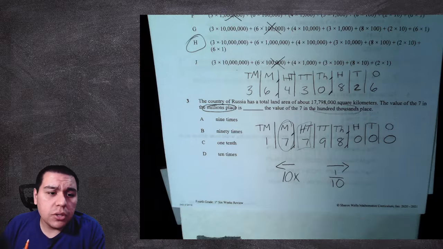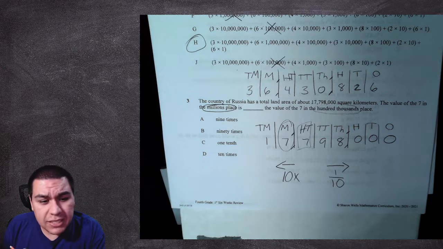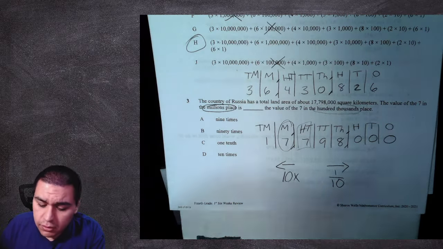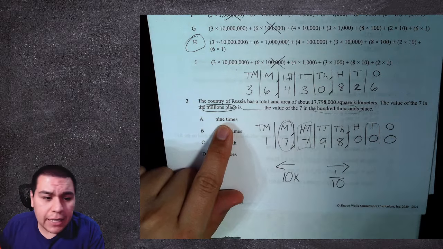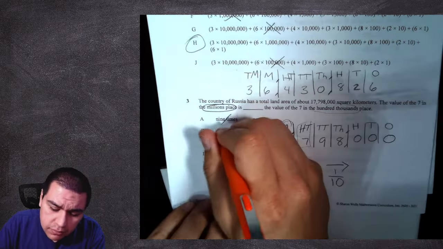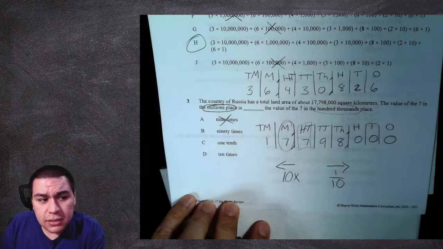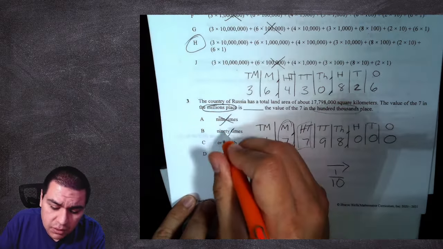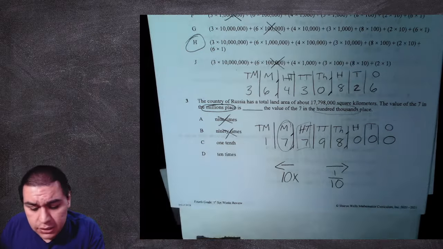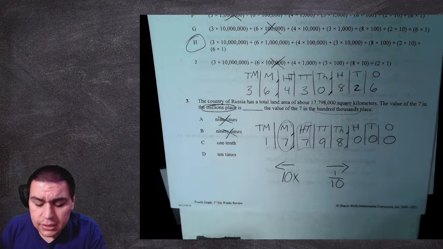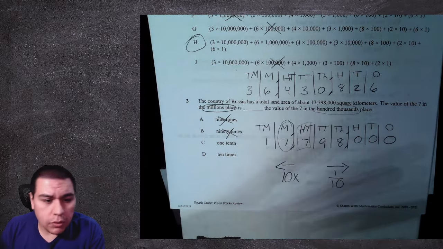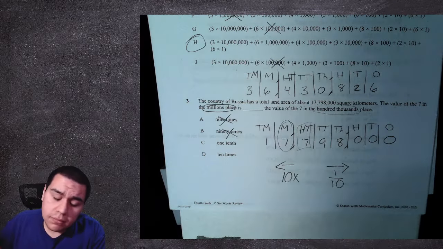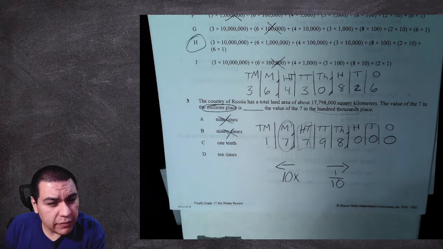Okay, so first thing I'm going to do, I'm going to cross out any answer choice that is not 10 times or 1/10. I'm going to see what I'm left with. A says 9 times. No. B says 90 times. No. C says 1/10. And D says 10 times. Okay, those are fine. But now I have to pick. I've got to choose here.